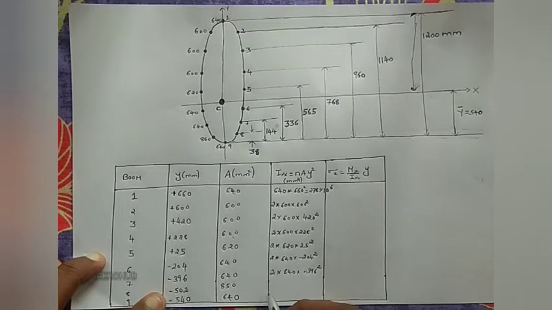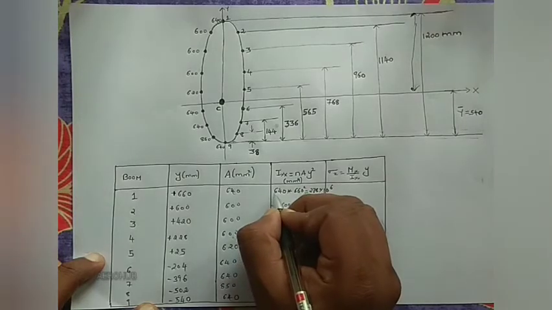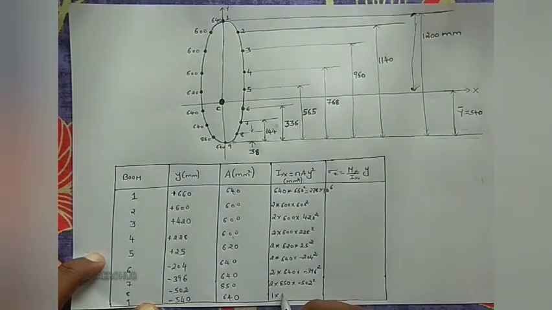Okay. And 8th boom area will be having 2 boom areas having 850 millimeter square each. The distance will be minus 502 square. And the last boom area, that is boom area number 9, we have only 1 boom area similar to the first boom area, into the value of boom area is 640 and the distance is minus 540 square.